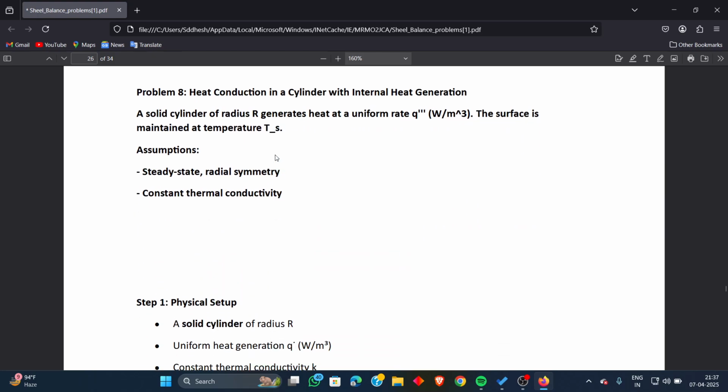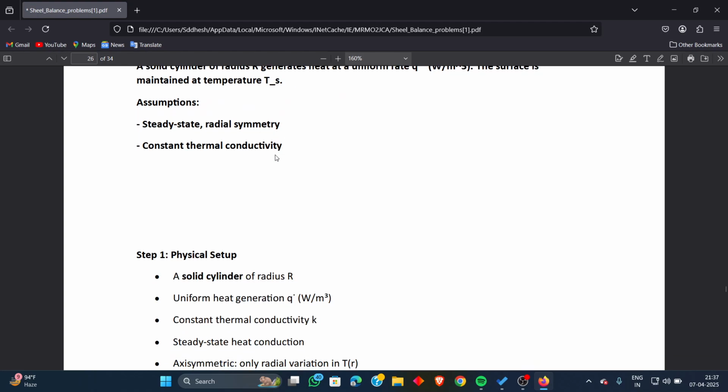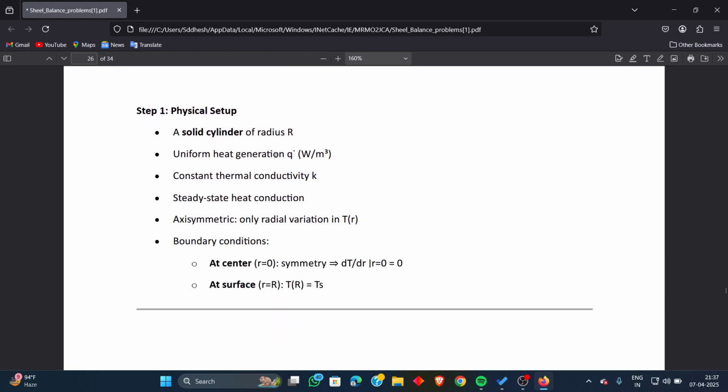Problem 8: heat conduction in a cylinder with internal heat generation. A solid cylinder of radius r generates heat at a uniform rate Q̇ watt per meter cube. The surface is maintained at temperature Ts. Assumptions: steady state, radial symmetry, constant thermal conductivity. Step 1 is the physical setup: a solid cylinder of radius r, uniform heat generation Q̇ watt per meter cube, constant thermal conductivity K, steady state heat conduction.